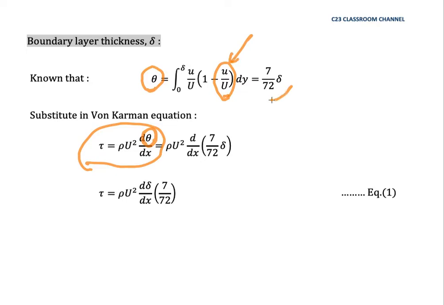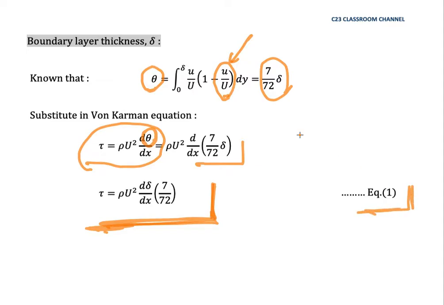Then we will get theta equal to 7 over 72 delta. We substitute it into this one, so we have this, and then we could simplify it as this one. So we have one equation of tau, the shear stress, and we could call it equation number 1 here.